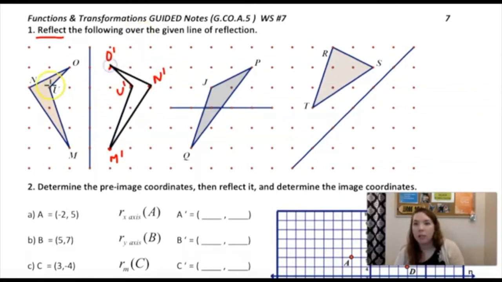So it would look like that. We just took our figure and we flipped it over. It should not be a different size. It's almost like we copied and pasted it.